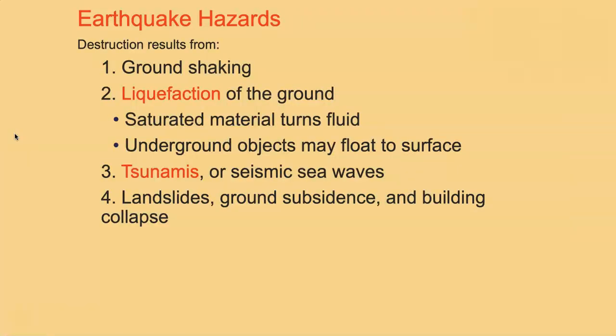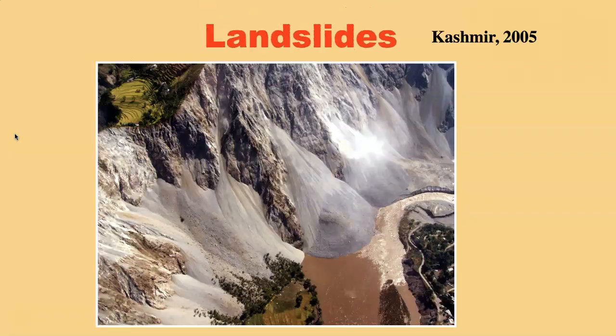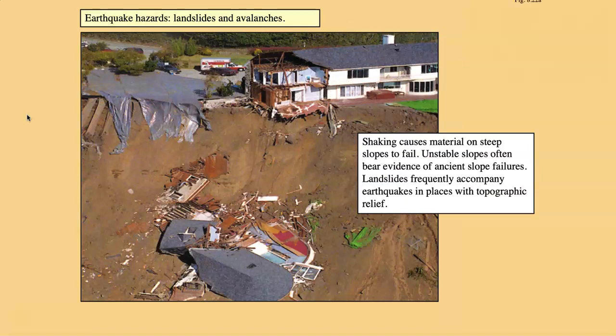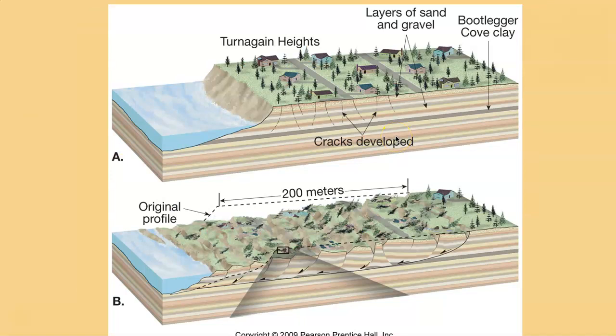Other hazards include landslides and collapse of the ground. These landslides in Kashmir were caused by an earthquake. Here's another example of a landslide that was caused by an earthquake. The largest earthquake ever recorded in North America occurred in Alaska in 1964, and this is one of the areas of damage. There was a little town called Turnagain Heights, and it was built on layers of sand and gravel. And then at some point below the surface, there was a layer of clay. Now, if you know anything about clay, if you pour water on clay, it's not going to go through the clay. The clay is water resistant.